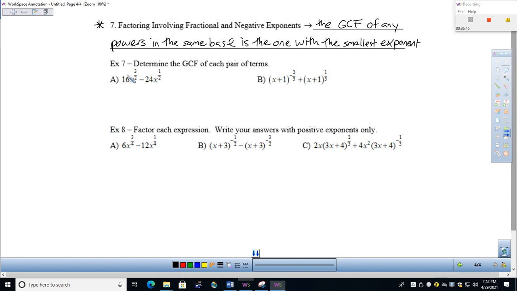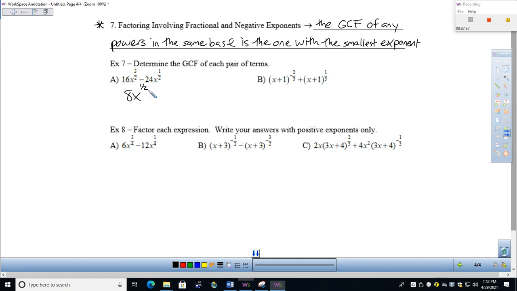So what's the GCF here? Well, coefficients, I know I can pull out an 8 from 16 and 24, and then I have two powers of x. And so I just look at the two powers of x, and rather than freaking out about fractional exponents, I just say, you know what? The greatest common factor is the power with the smaller exponent. So it'll be x to the 1/2.